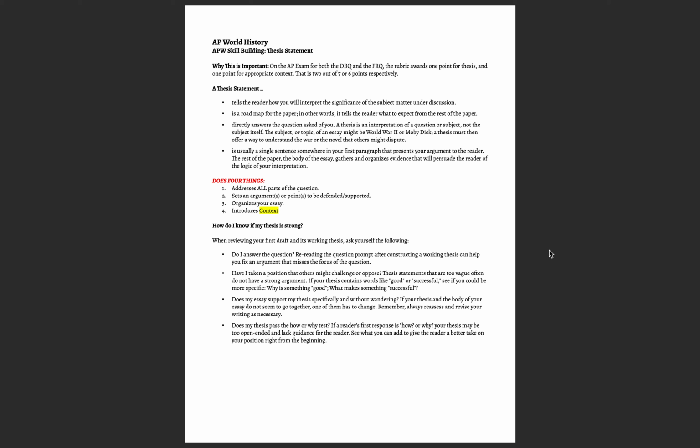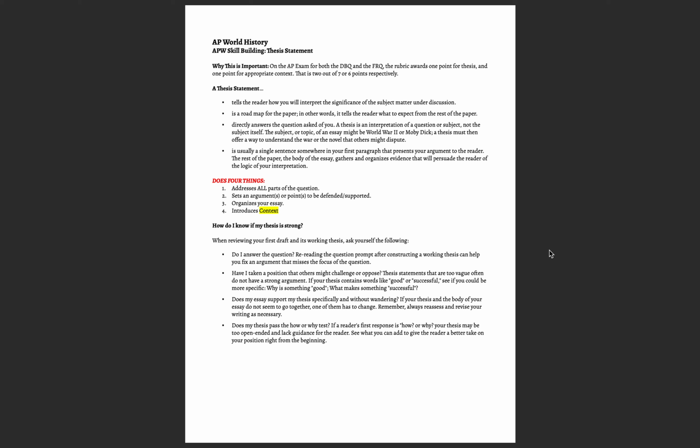And a thesis is usually a single sentence somewhere in your first paragraph that presents your argument to the reader. The rest of the paper, the body of the essay, gathers and organizes evidence that will persuade the reader of the logic of your interpretation. So the biggest thing that a thesis statement does, to break it down: number 1, it addresses all parts of the question being asked.